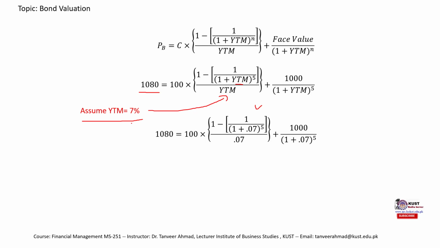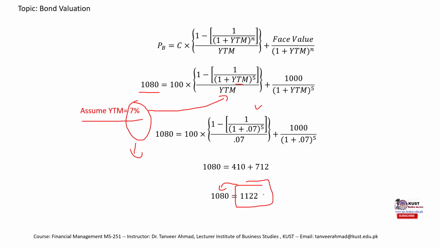We are trying one value of YTM, and if the answer isn't correct, if there is an error, we try another value of YTM. So what we did, the same values we have written here, we just input the YTM value, and the answer is 1122, which is greater than 1080. We need the answer to be 1080. So that means the value of YTM that we have assumed is lower. If we increase the denominator, this value would decrease, right?